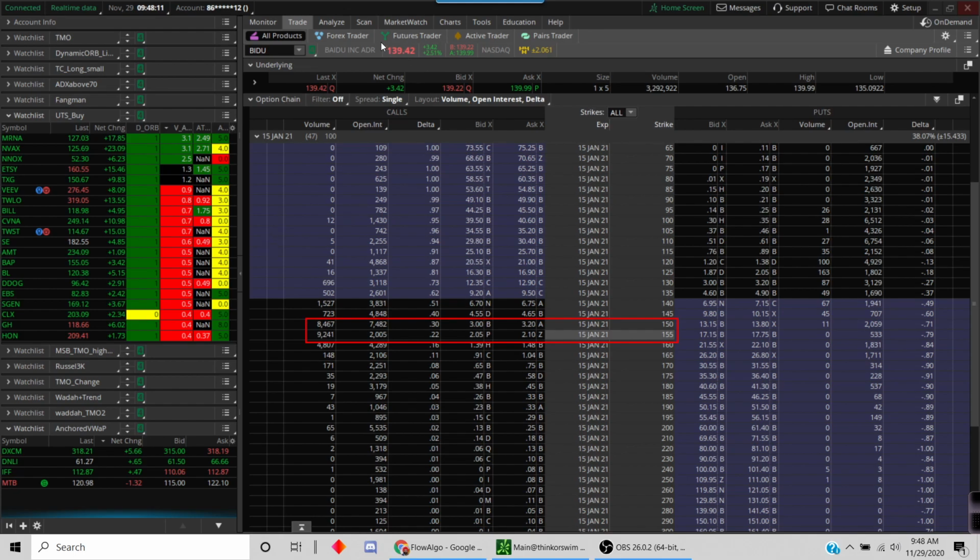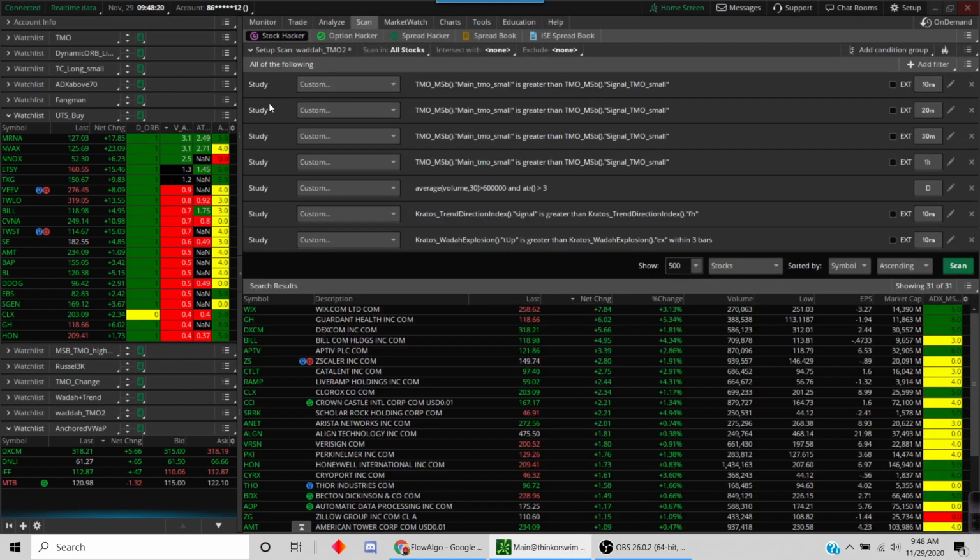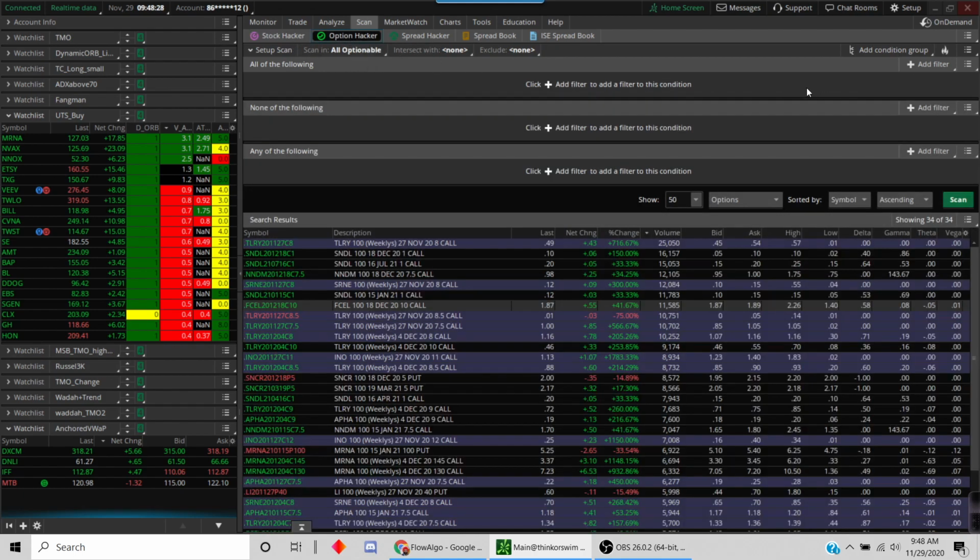So let us head into the scan. Typically, we go into the stock hacker, but this time we'll go into the option hacker. We have a blank setup here, and there's a couple different things you can do: all of these conditions need to be true, none of these need to be true, or any of these need to be true, so this is your OR condition. But we'll just keep it simple here.